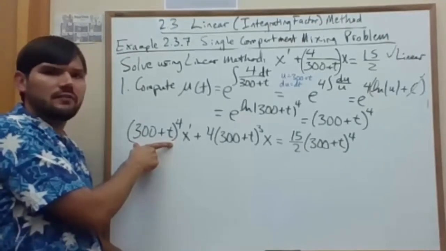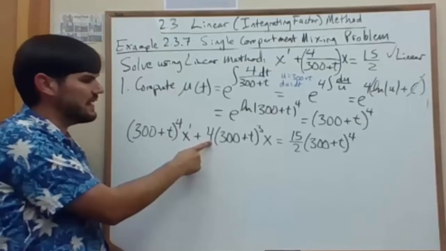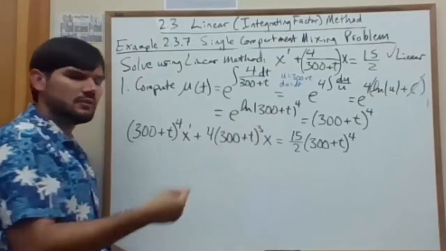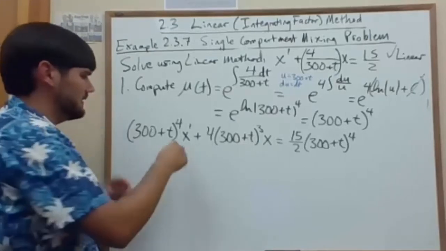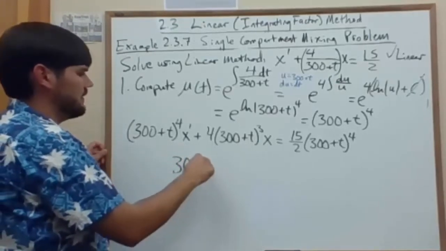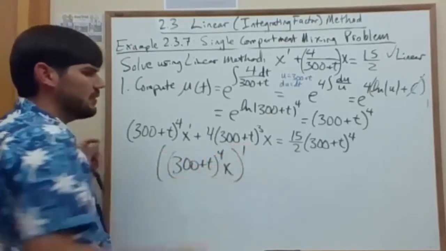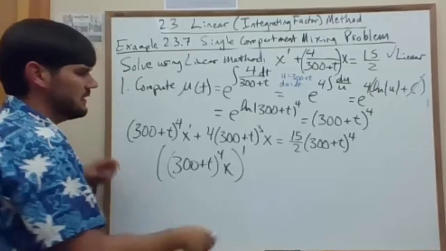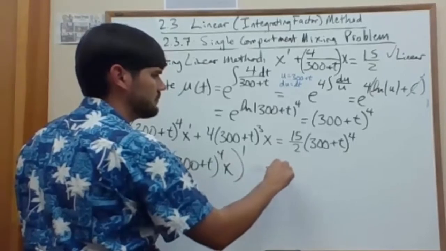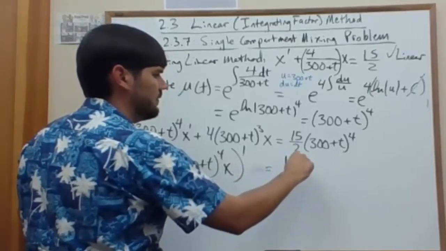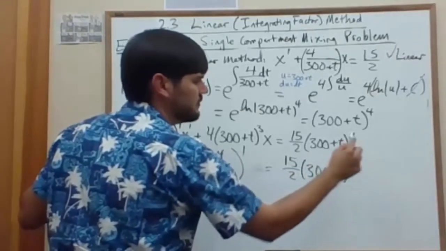Now let's check to see if the derivatives match up. If we take the 4th power of this combination and take the derivative of it, we use the power rule, bring the 4 down, reduce it to 3, and then take the derivative of the inside in terms of t, which is just 1. It's perfect. So we get our integrating factor, 300 plus t to the 4th, times x, all of that, the derivative, equal to 15 over 2 times the integrating factor.